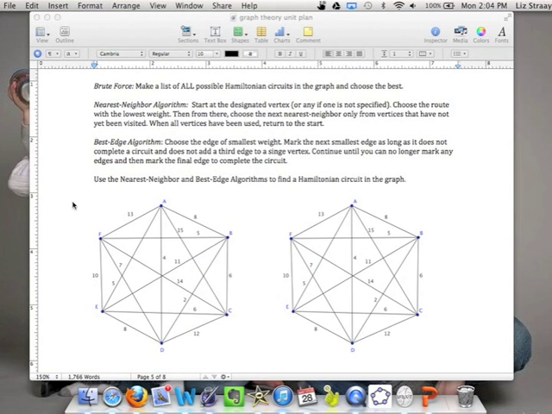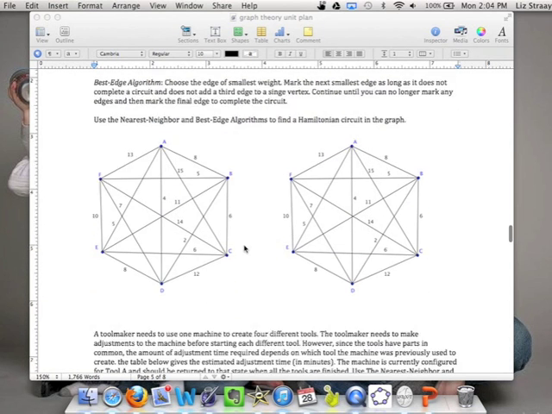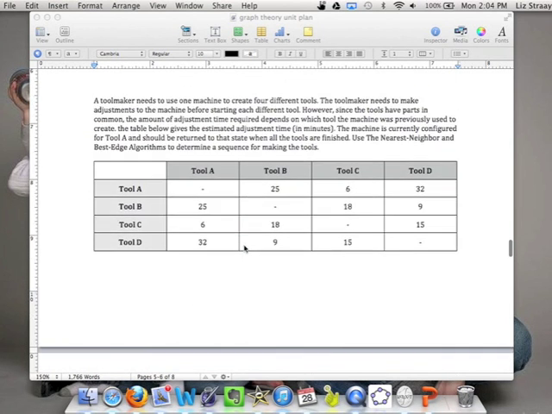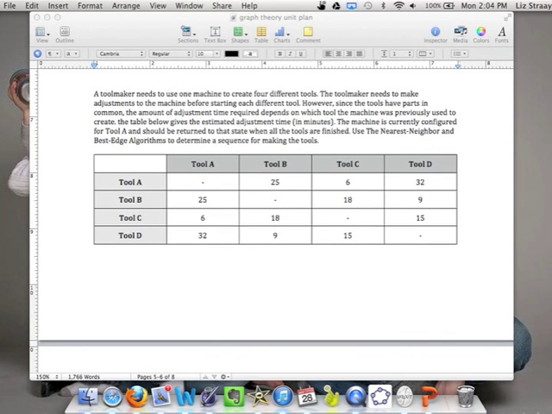All right, so then we have another example here. It's a little bit different of an application. It says a tool maker needs to use one machine to create 4 different tools, and the machine needs different setups before starting each tool. But some parts are in common, so sometimes changing from one tool to another is easier. So this chart shows the estimated time in minutes that it would take to adjust the machine. And so what we need to do is figure out how long it would take him to make all 4 of these tools in a given day.